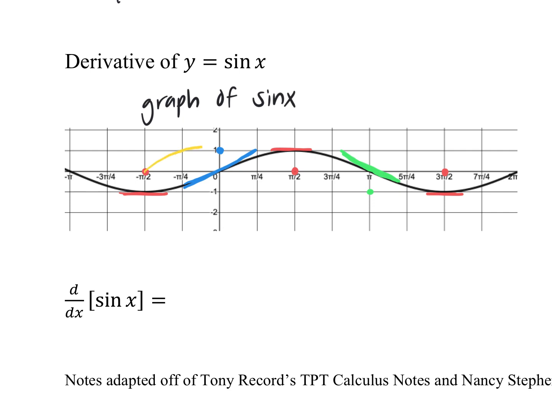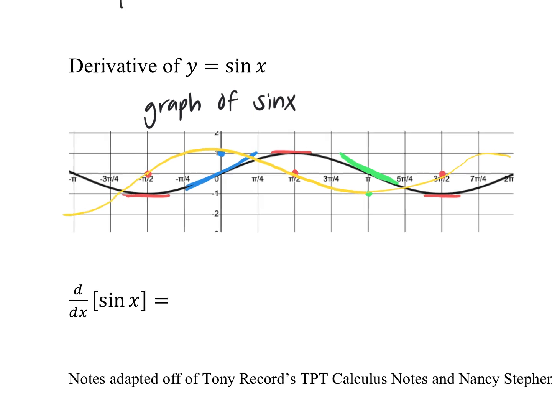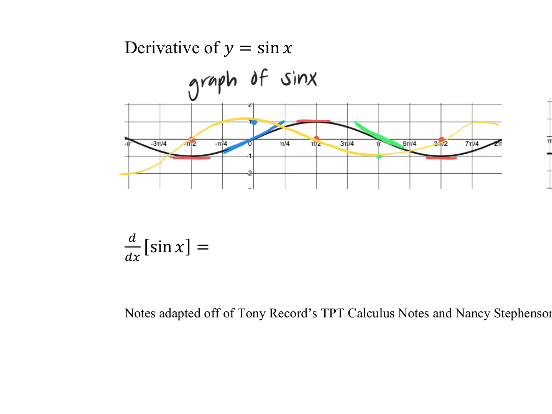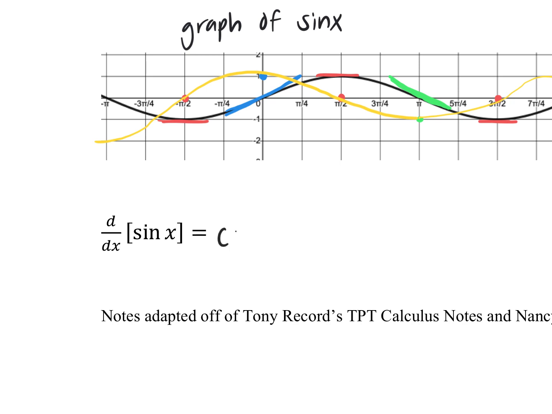Okay, my derivative of sine looks very similar to what function? Cosine of x, okay? That's because the derivative of sine is cosine of x. So let's go ahead and write that down here. The derivative of sine is cosine of x. That is going to be something that you need to have memorized. Okay, that will be something that you guys will make flashcards for next class. That will be one of them.